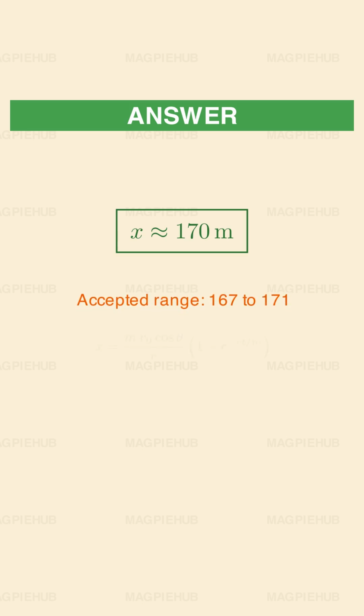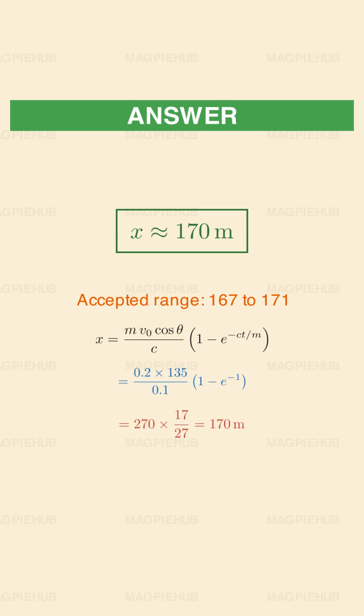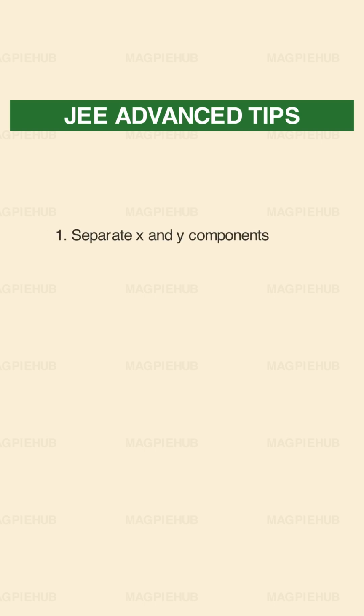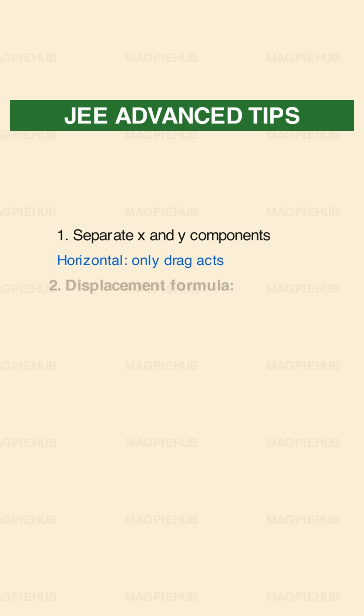The key was recognizing that horizontal motion with linear drag leads to an exponentially decaying velocity, and integrating this gives the displacement formula involving 1 minus e to the minus c over m times t. Here are some important tips for JEE Advanced. First, for linear drag problems, always separate horizontal and vertical components. Horizontal motion with drag alone gives a clean exponential decay. Second, the general displacement formula with linear drag is m v0 over c times 1 minus e to the minus c over m times t. Memorize this result.